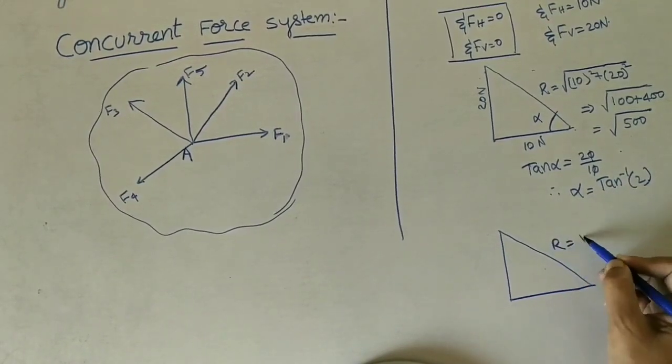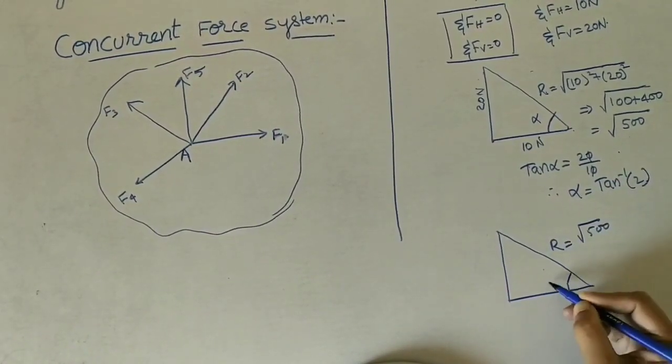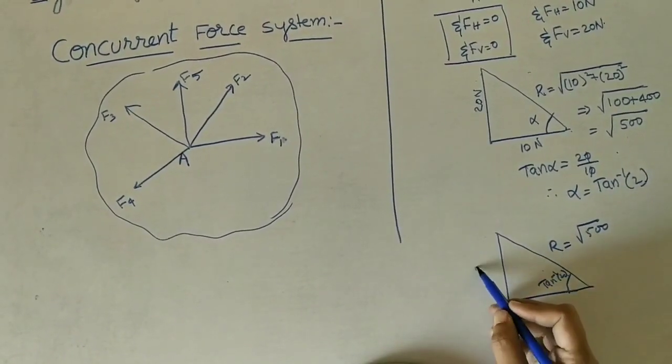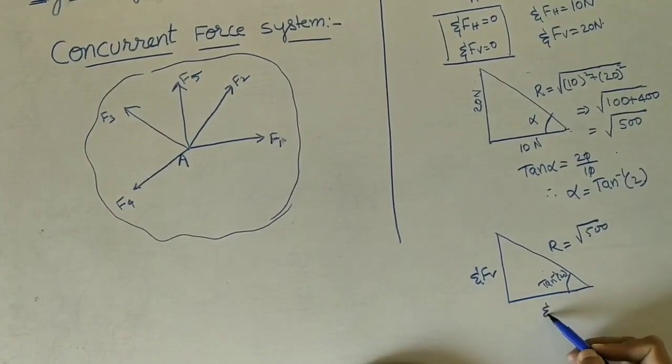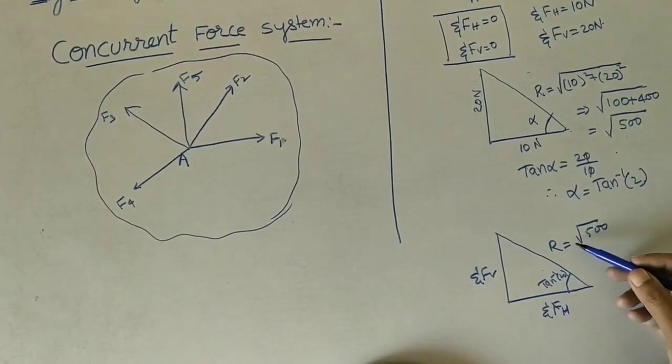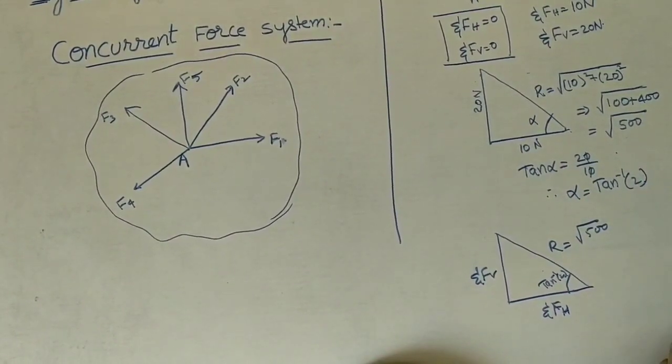R is equal to root of 500. This is tan inverse of 2. Okay, now this is a vertical component, this is the horizontal component. Now this value we need to add in the opposite direction for getting the equilibrium. We will see this type of problem.